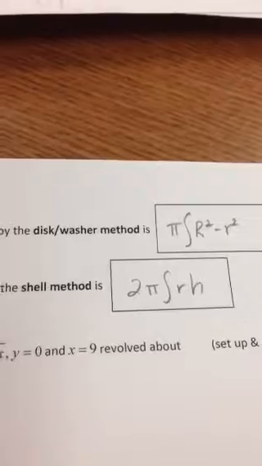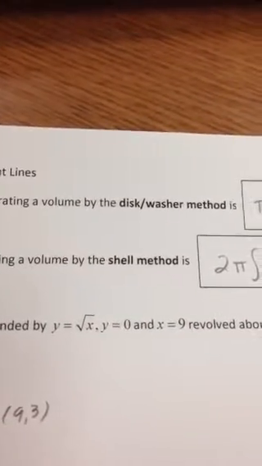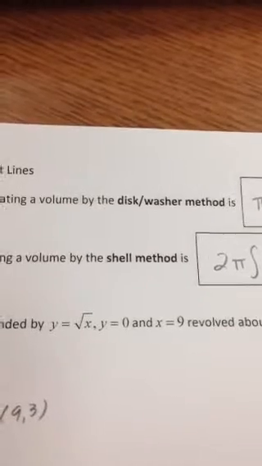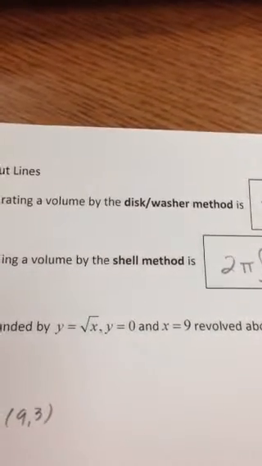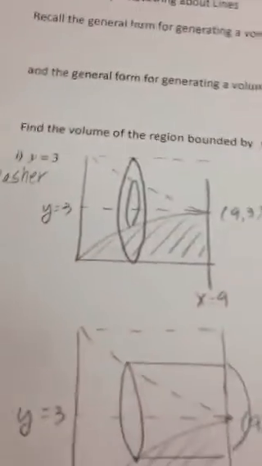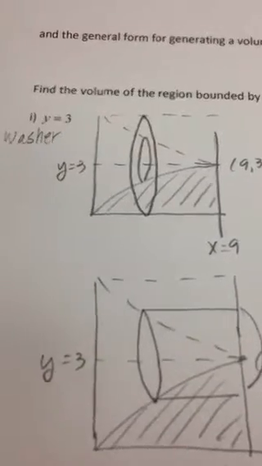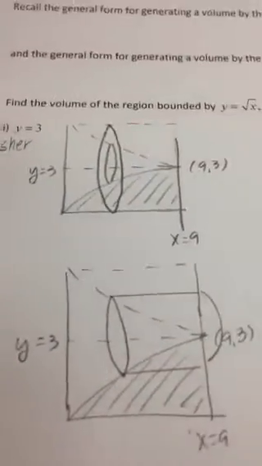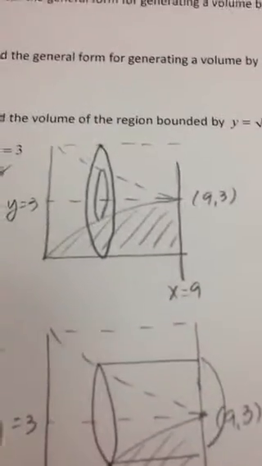in the examples. The region that we are going to revolve is bounded by y equals root x, y equals 0, x equals 9. I'm going to revolve that region around the line y equals 3, and I'm going to use both the washer and the shell method. I've already sketched out the regions.